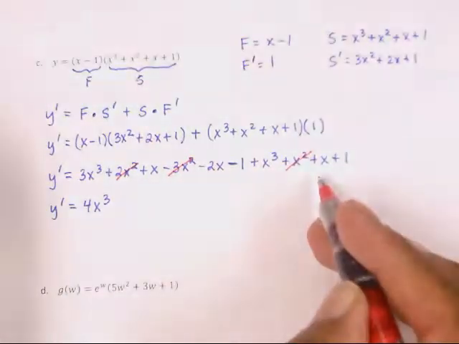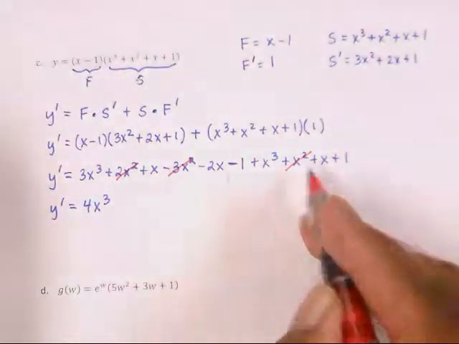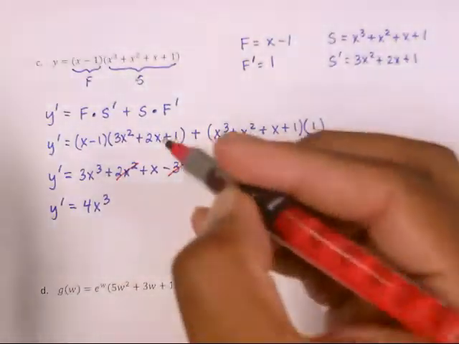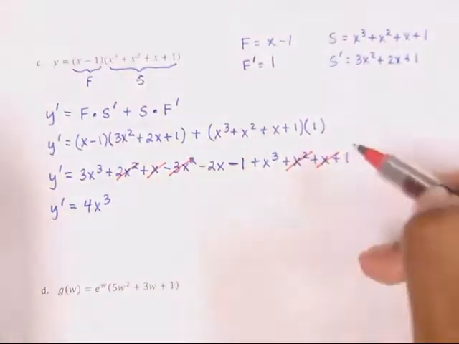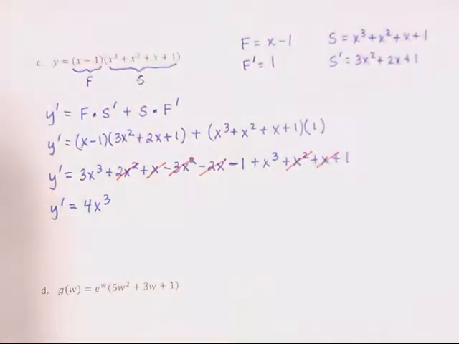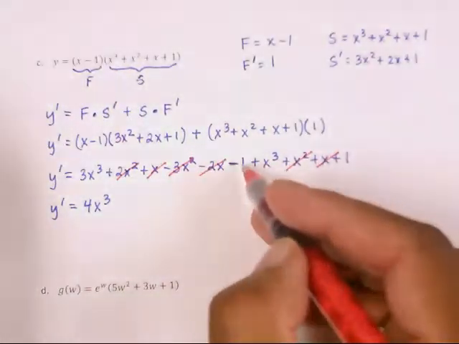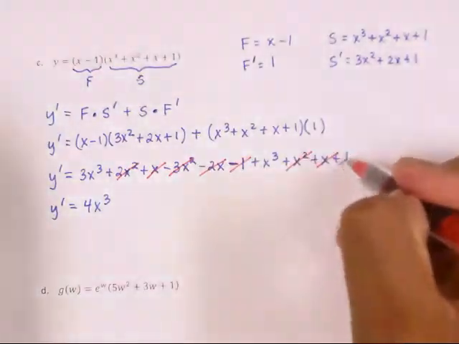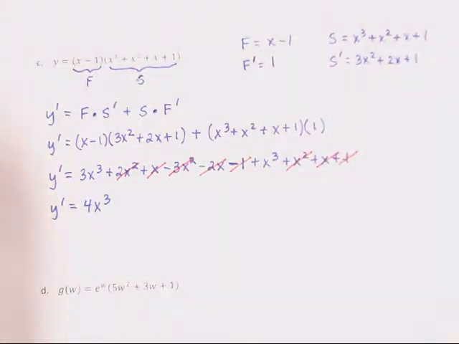Plus x is 2x, but I also got minus 2x here. So these x's will give me 2x. That goes away with the minus 2x. And then minus 1 and a plus 1, that's gone. I'm going to end up with 4x cubed as the derivative of this particular function, applying the product rule.